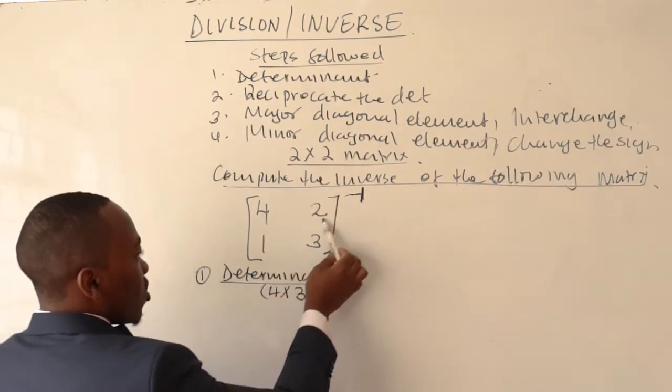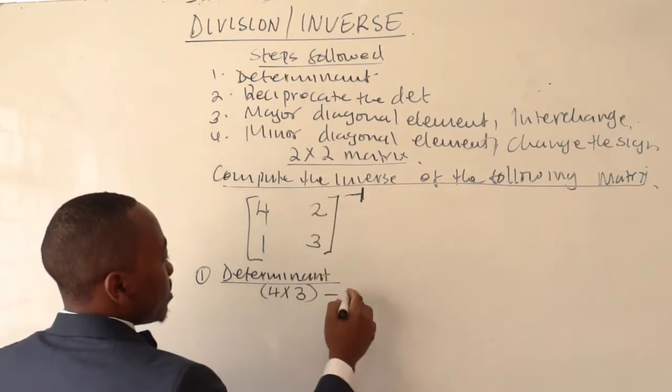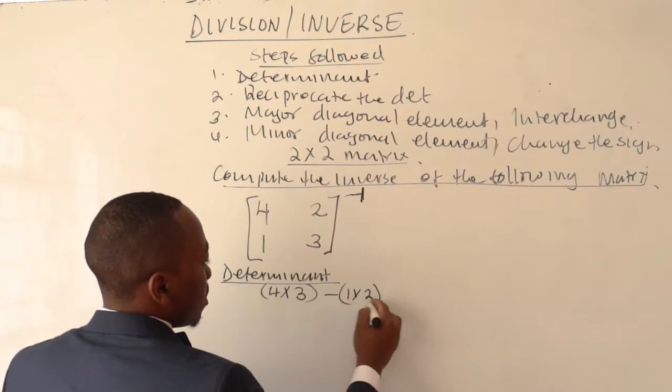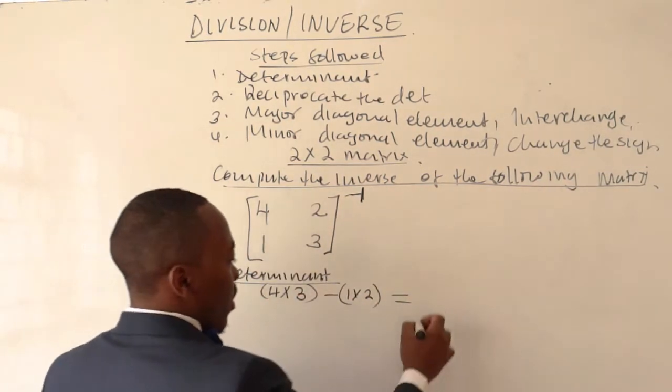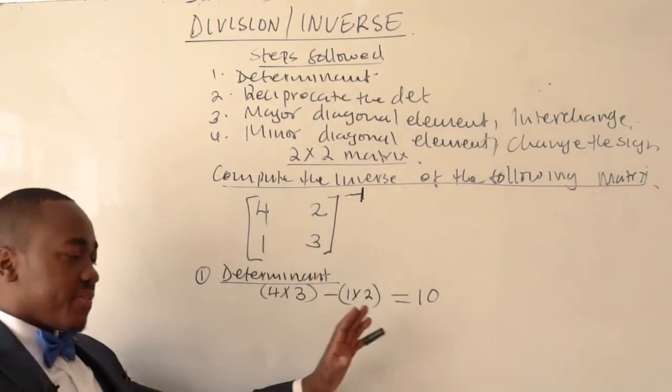This is our minor diagonal. At the minor diagonal, you take 1 times 2. Like that. So here you have 12 minus 2, and you have 10. So that's the first step.